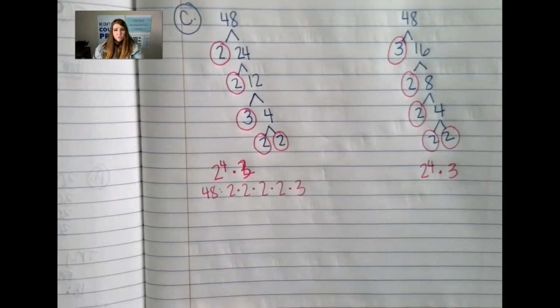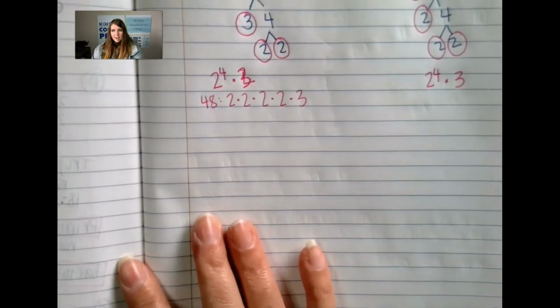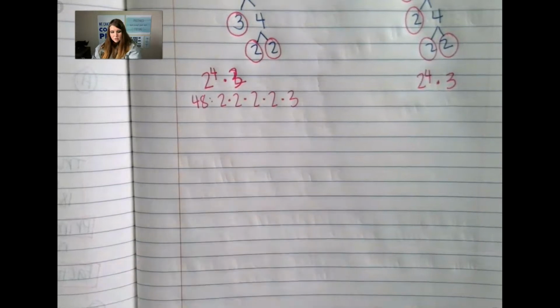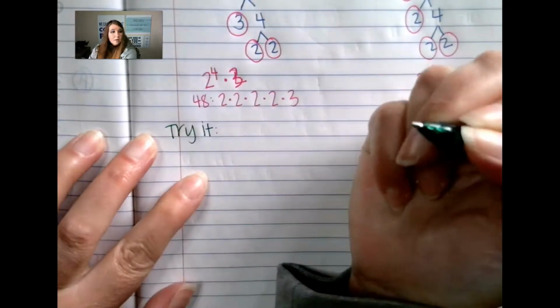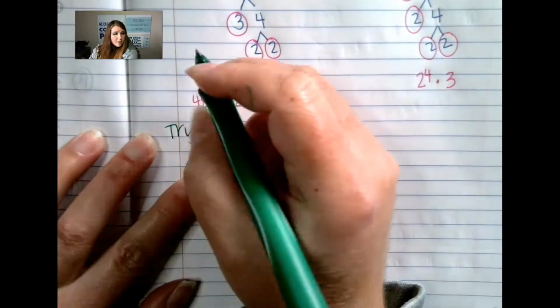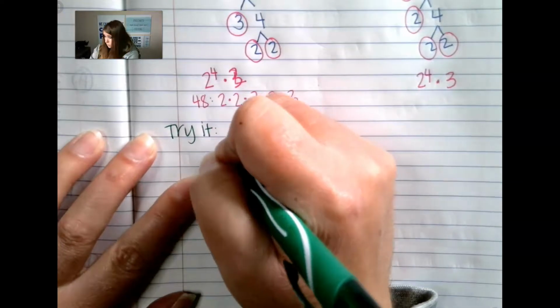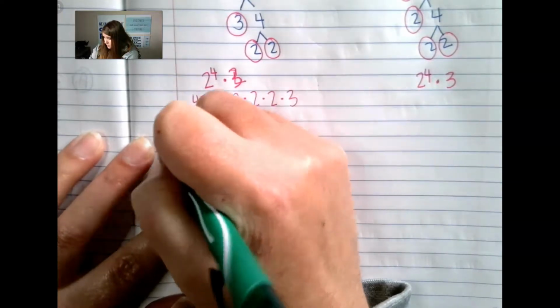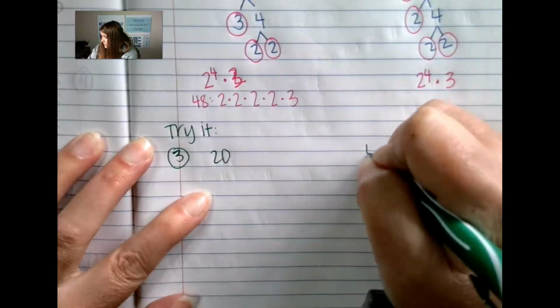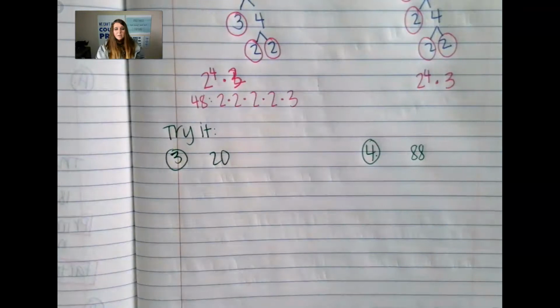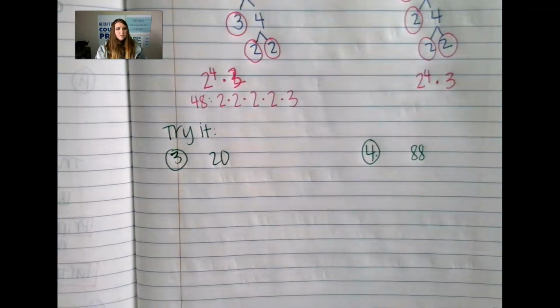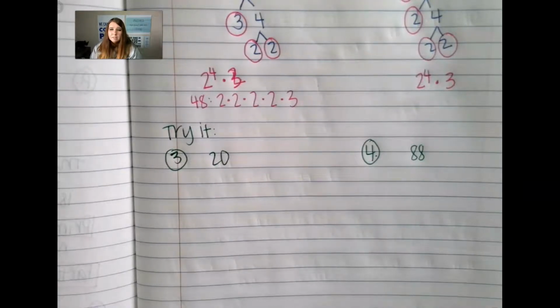Okay, I would like for you to please do another try it. All right, let's do another try it. So your try it is the number 20. And let's do another one of the number 88. Okay, so go ahead and hit pause right now so you don't hear me solving those. And then we will go from there. All right, so we have 20 and 88.